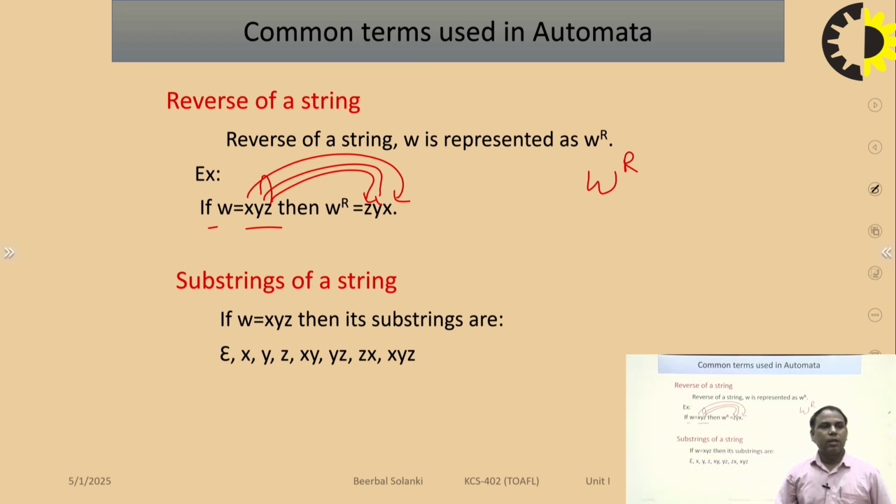Now the substring. If W is a string XYZ, then its substrings can be epsilon, X, Y, Z, XY, YZ, or also XYZ. So that is how to represent the substrings of a string.